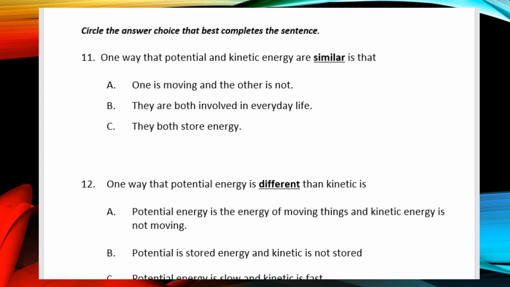Circle the answer choice that best completes the sentence. Number 11, one way that potential and kinetic energy are similar is that A, one is moving and the other is not. B, they are both involved in everyday life. C, they both store energy.